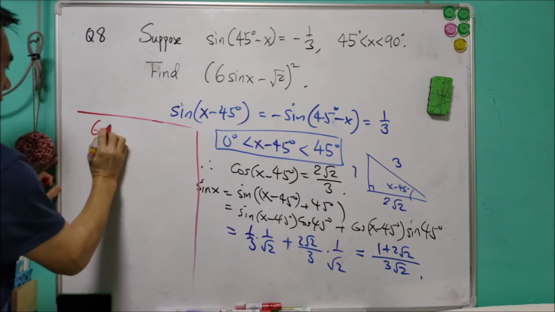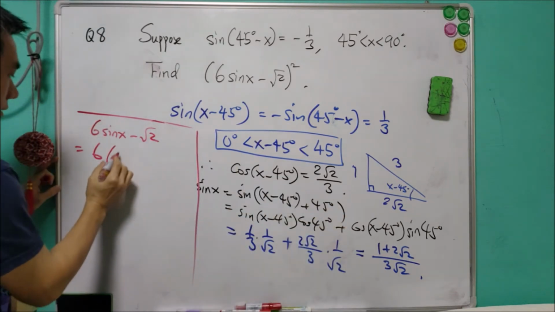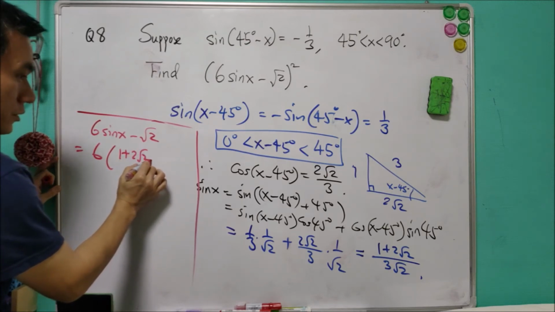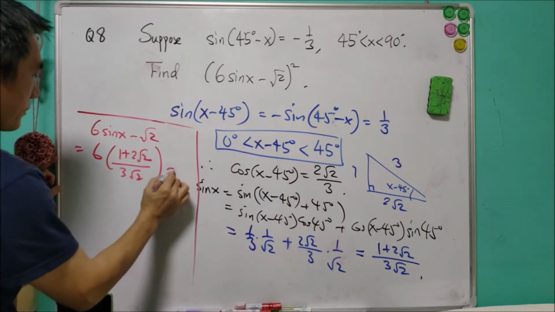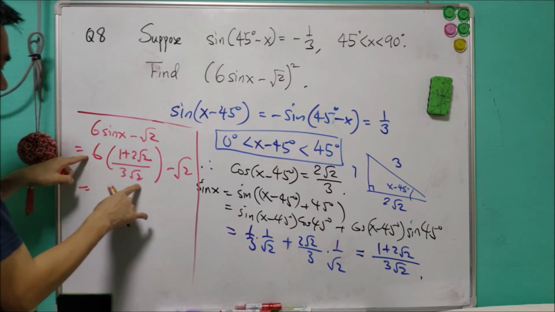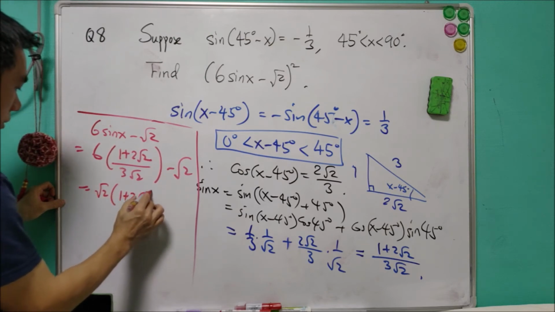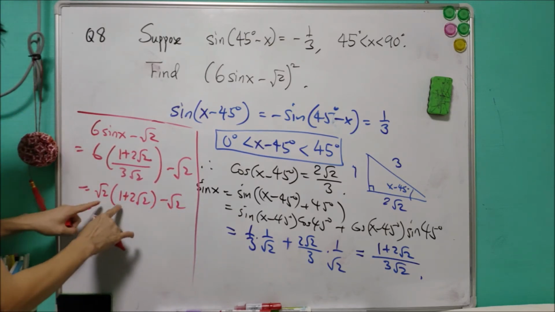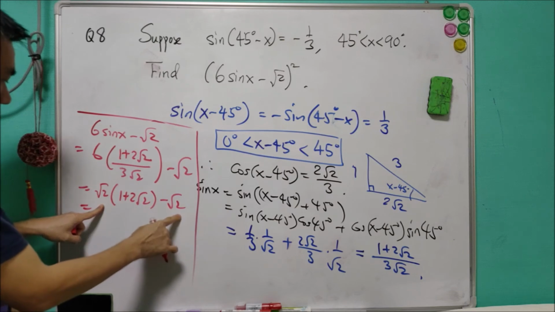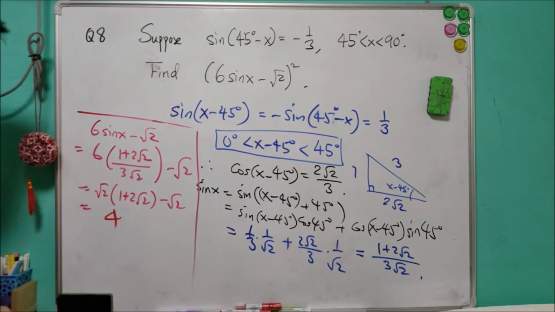So 6 sine x minus square root 2 is equal to 6 times (1 plus 2 square root 2) over 3 square root 2, minus square root 2. So 6 over 3 square root 2 is actually equal to square root 2. Square root 2 plus 2 square root 2 minus square root 2. And this square root 2 minus square root 2 cancel off. Square root 2 times 2 square root 2, that is equal to 4.